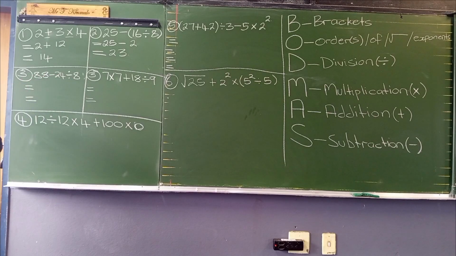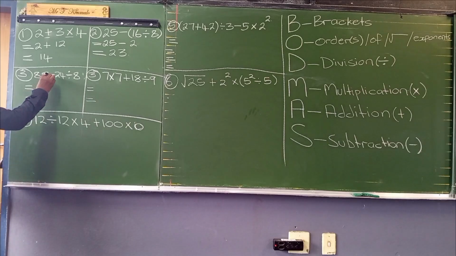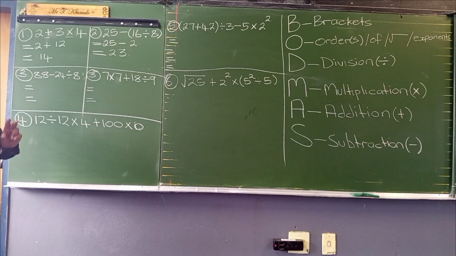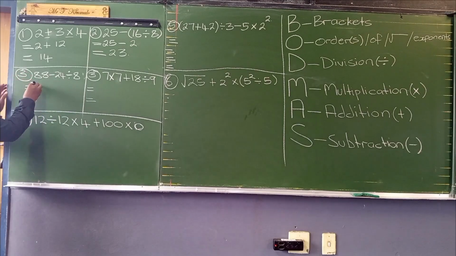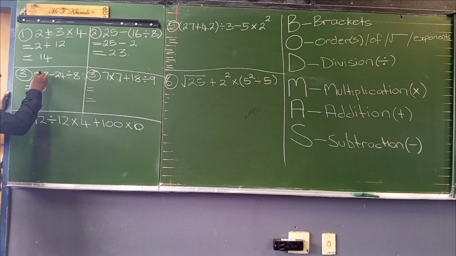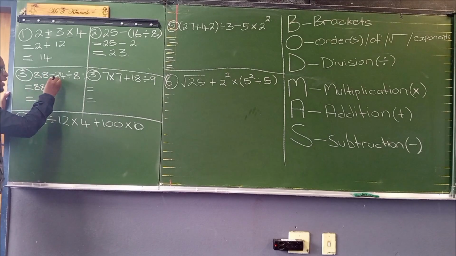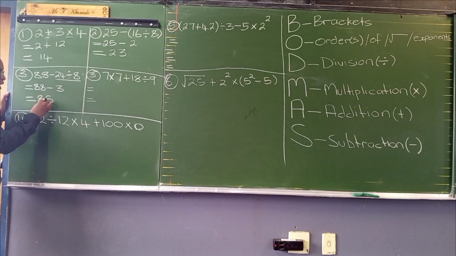Step number 1, check your operations. So here I can see I have subtraction and I have division. Step number 2, apply Bodmas. According to Bodmas, I need to divide before I subtract. So I drop my 88, drop my subtraction, and I start over here. 24 divided by 8, or 8 goes into 24 3 times, and 88 minus 3 gives you 85.